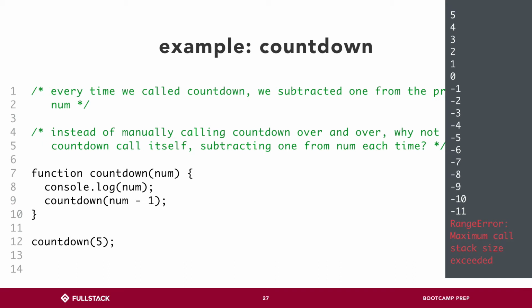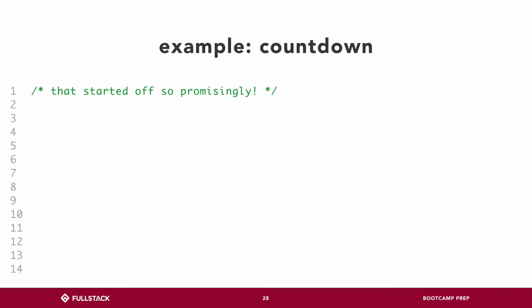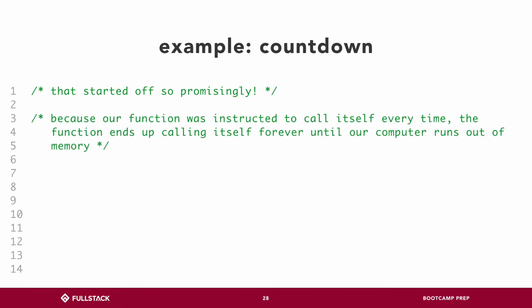Okay, so now let's finish this because that idea is cool, right? We're able to have countdown call itself and do what the for loop did, almost in a more elegant way, but we weren't able to actually get it to work properly. So our function called itself every time, but it called itself an infinite amount of times.